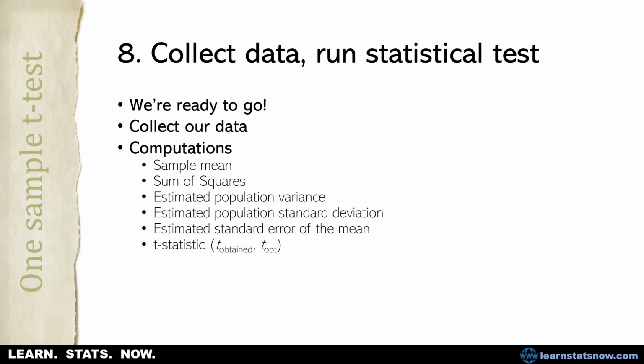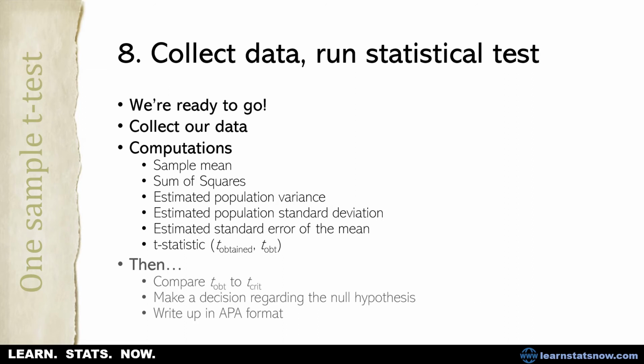Okay, now as we're going through this, I'm going to show you 2 ways of calculating sum of squares. One is a tabular format, and then the other is using a sum of squares computational formula. So I'll show you both ways to do that. Okay, once we do all the computations, then we have to compare the obtained t-score, the t-statistic we've calculated, to the critical value for t, and we're going to then make a decision regarding the null hypothesis and then write it up in APA format.